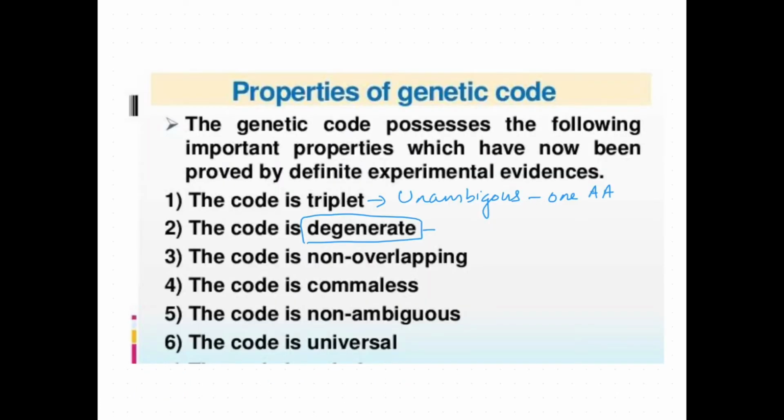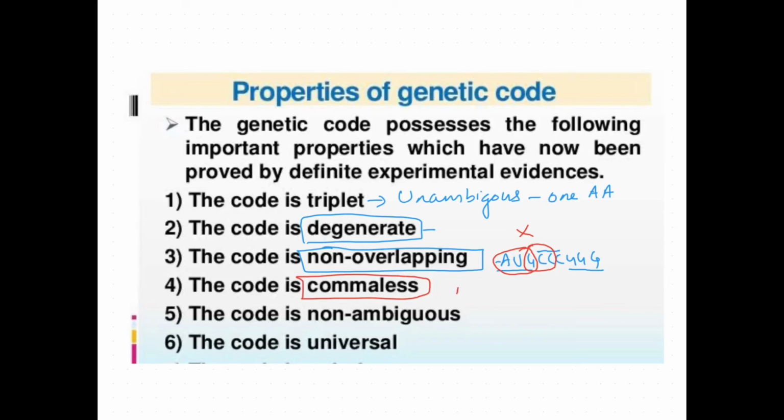Next property of genetic code is non-overlapping. Non-overlapping means if you write genetic code like this A, U, G, C, C, G, G, G, the first 3 represent one codon, the next 3 represent another codon, the next 3 represent another codon. We cannot say that the first 3 represent one amino acid and the third, fourth, fifth represent another; it won't happen. They are non-overlapping.